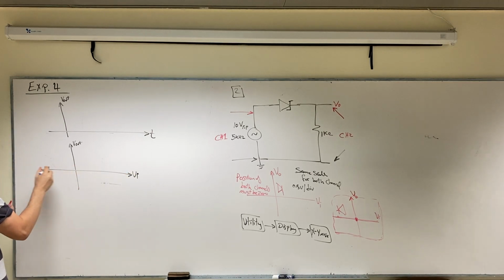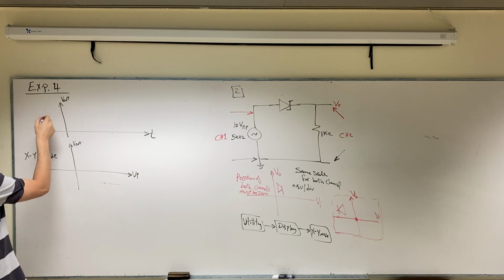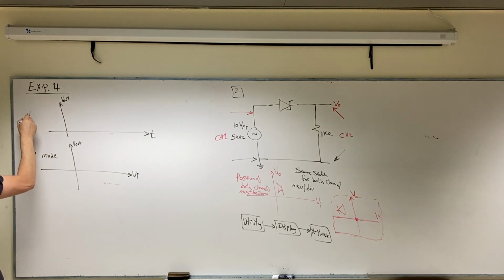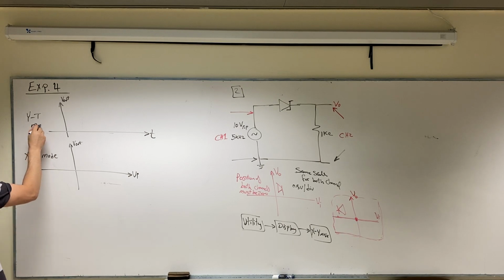So here you will use XY mode, while here you are going to use the regular plot, which is the YT mode or XT mode. YT means you are plotting a signal against time. XY mode, you are plotting a signal against another signal.